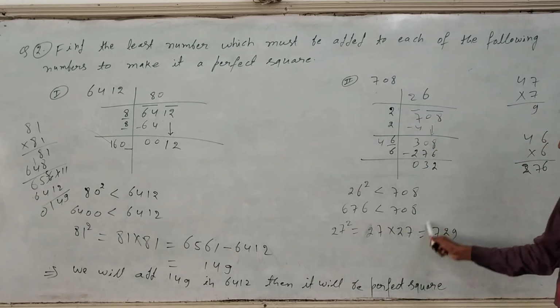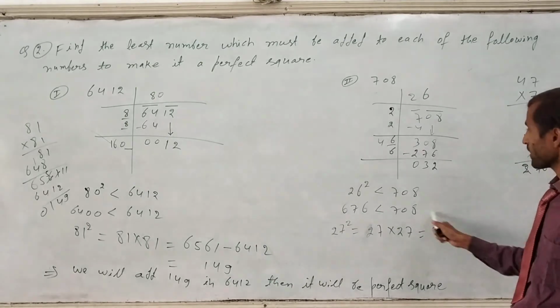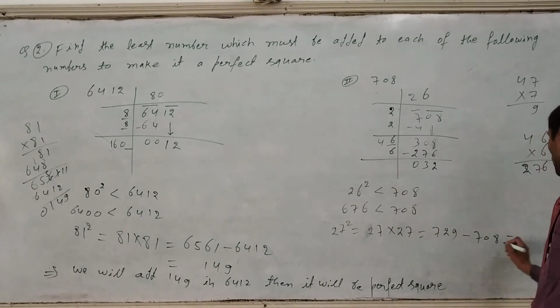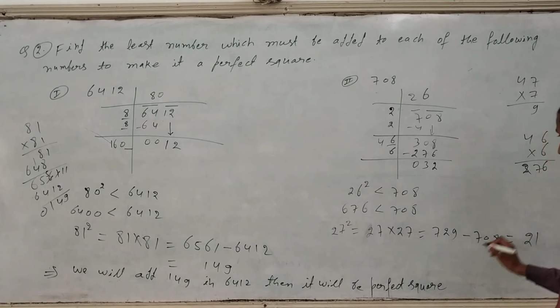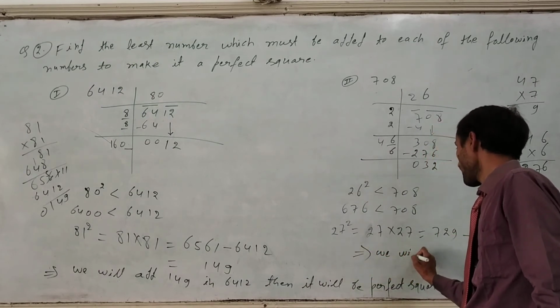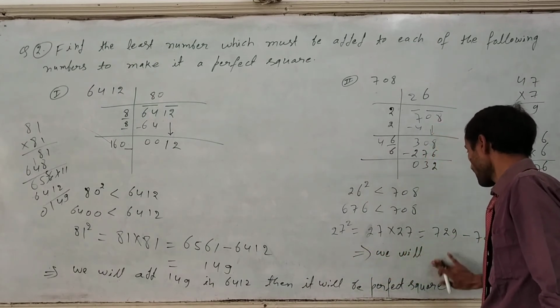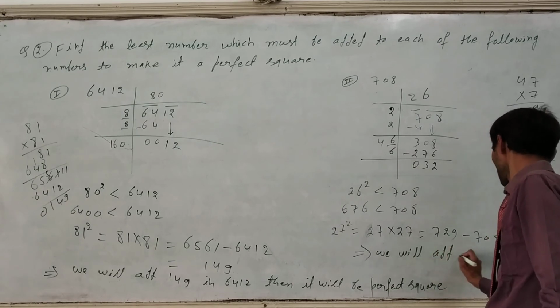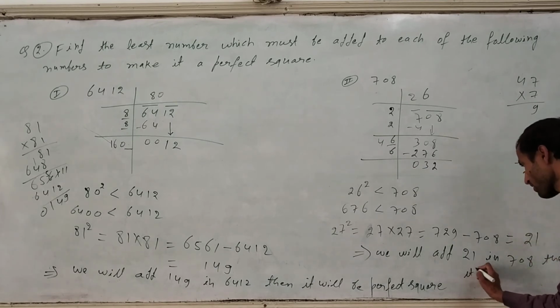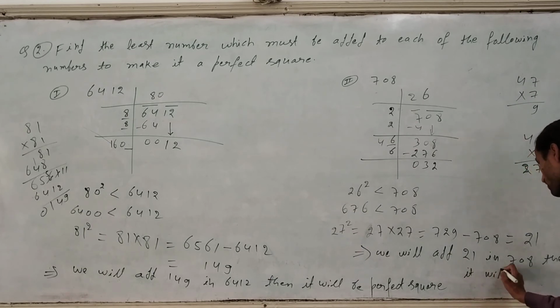Okay, means just you subtract 708 from 729. So 9 minus 8, 1 will come, 2. So the required number is 21. So you have to write down your statement. We will add 21 in 708. Then it will be a perfect square number.